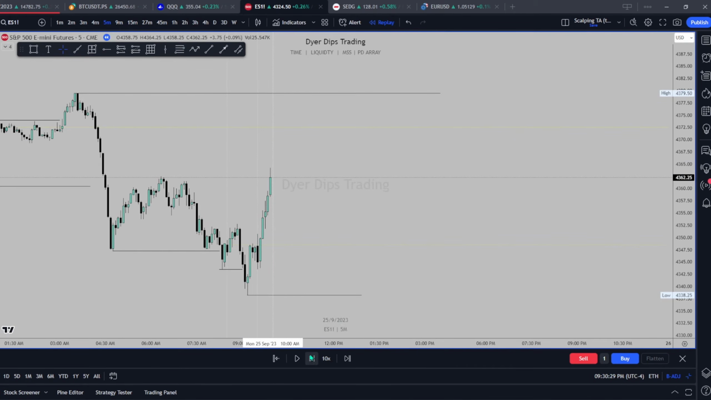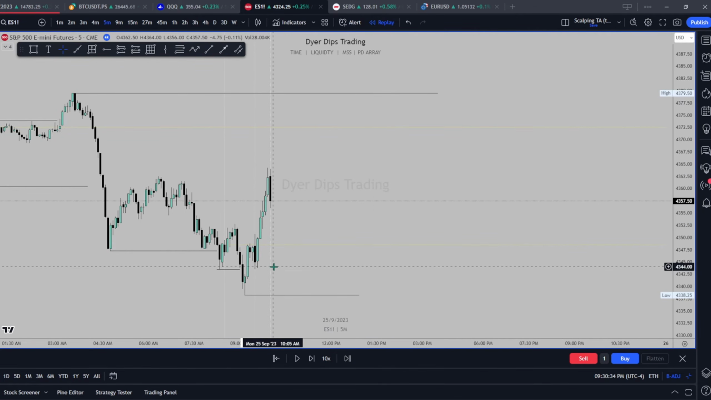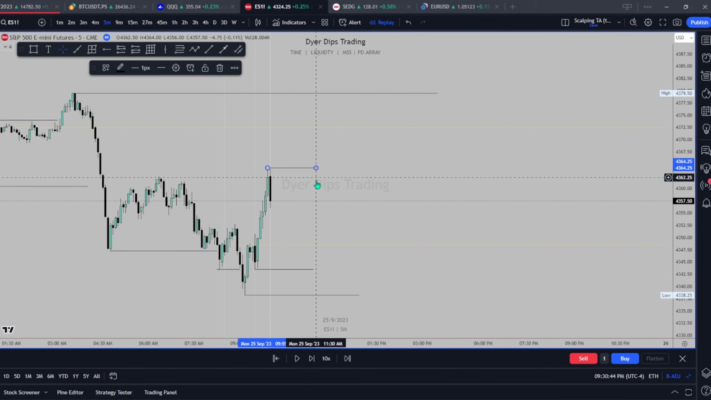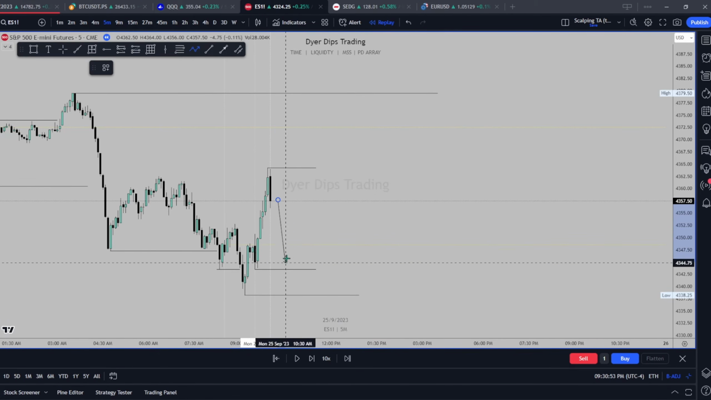But generally, at 10 o'clock here, this is our opening range. So from 9:30 to 10 o'clock is our opening range. So although this is our low of the day, we do also have this low for the opening range. And I'm not necessarily going to get into why there's lots of liquidity on these levels at this point, but it's really quite simple.